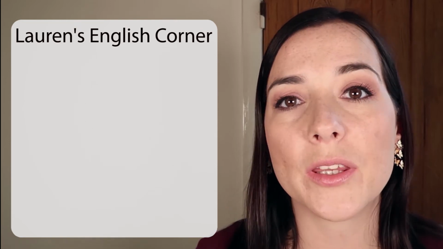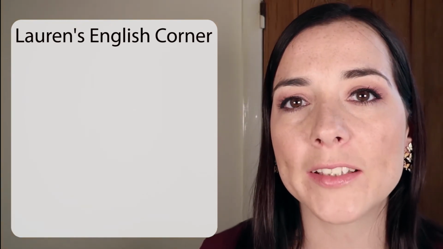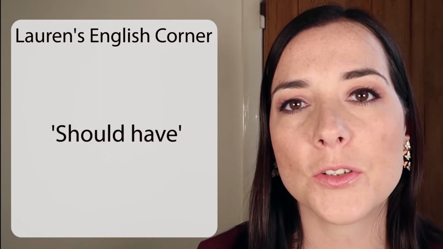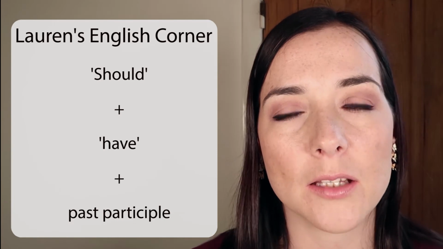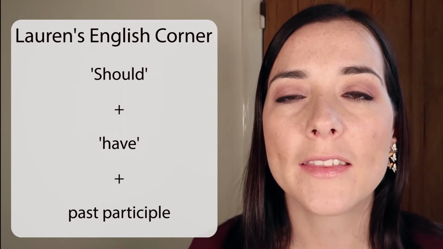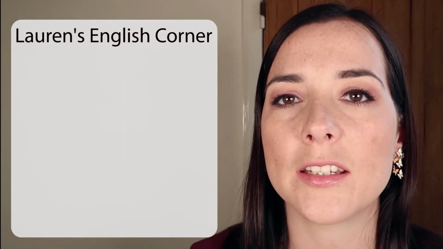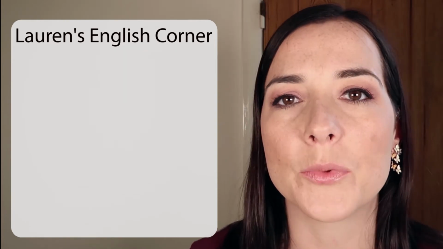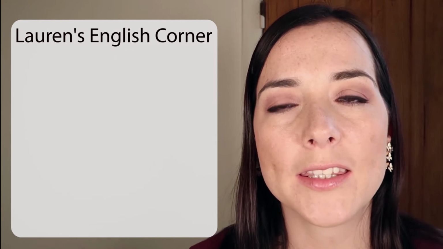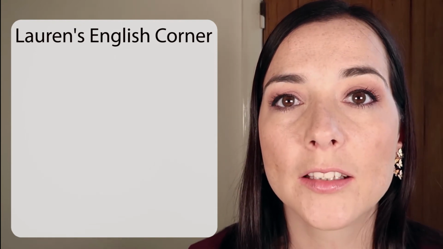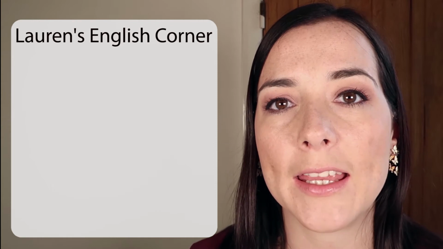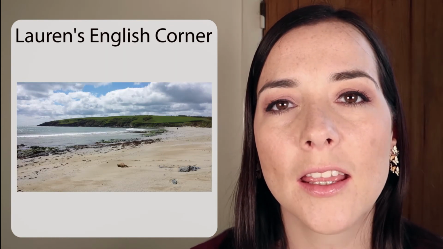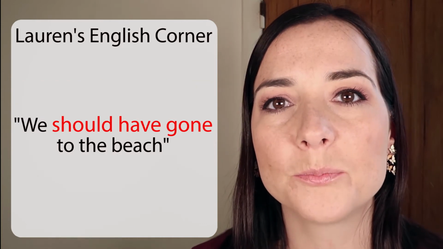Okay, so how else do we use should? Another example very similar to the should be is should have. This again is should plus have plus past participle. And this is again talking about a situation that isn't true, but you wish it was true. You wish that it had been this way. So, for example, you could say, oh, it's such a nice day today. We should have gone to the beach.